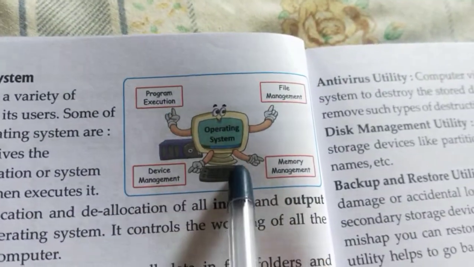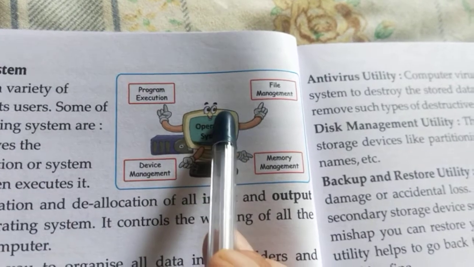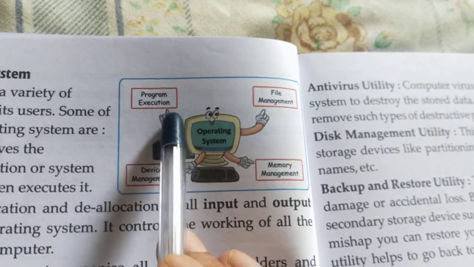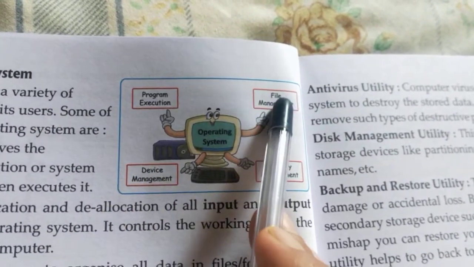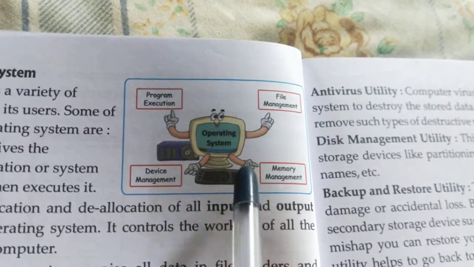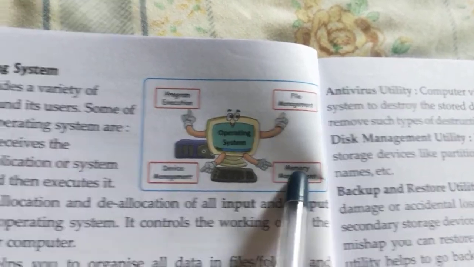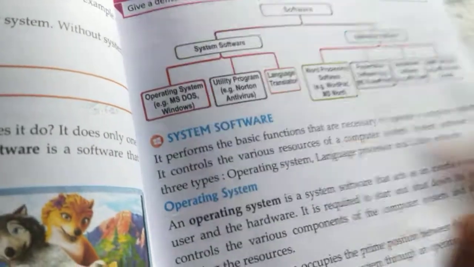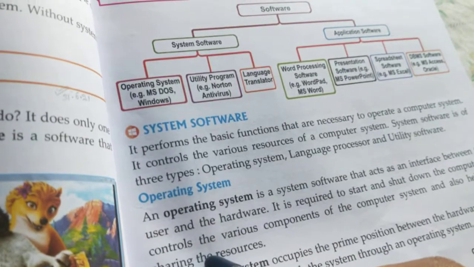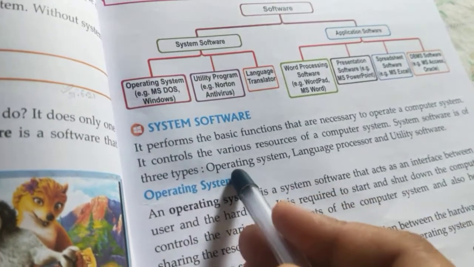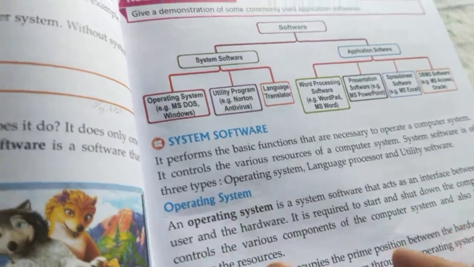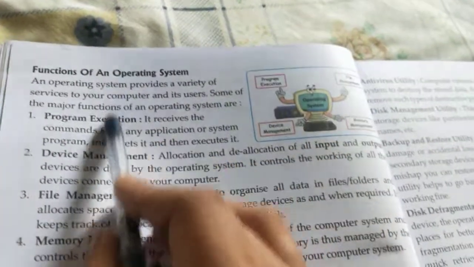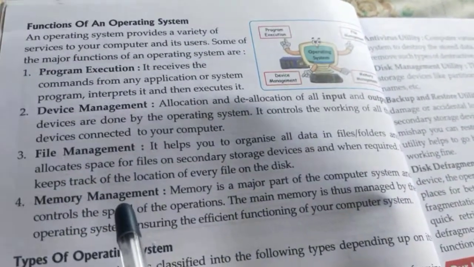Now in the picture you can see this operating system. What are its functions? Program execution, file management, device management, and memory management. That's all for today. Please go through these functions, the detailed explanation of system software. The first type of system software is operating software and its functions. Okay, thank you. That's all for today.